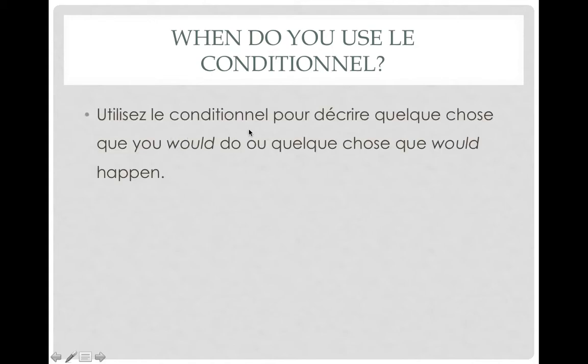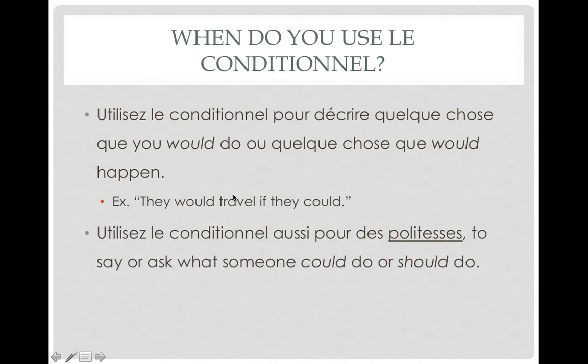So, utiliser le conditionnel pour décrire quelque chose que you would do, like we just talked about, or something that would happen. So they would travel if they could. This first part, would travel, that is an example of the conditional. You can also use the conditional for instances of politeness. So either using would in a more polite sense, like if you're ordering food at a restaurant, or to say what someone could do or should do. Those are all times when you would use the conditional as well.